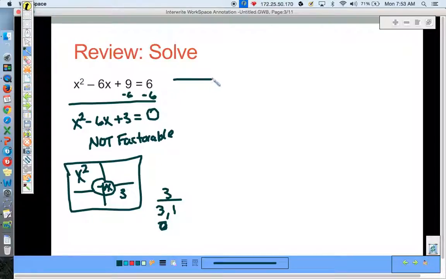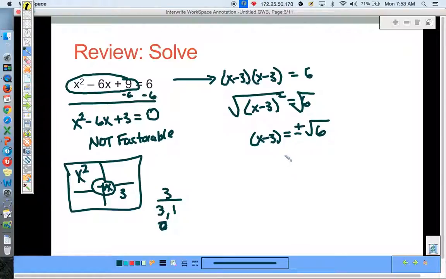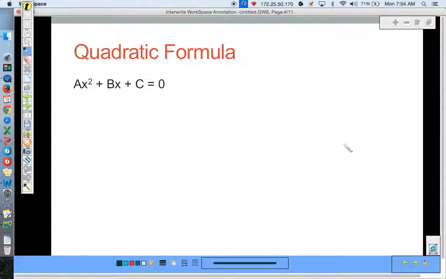Some of you looked at this and you said, hey, but I can factor this part right here. This factors into x minus 3 times x minus 3. So you said that this is x minus 3 squared equals 6. And if you take the square root of this, we have x minus 3 equals plus or minus the square root of 6. And then we just added 3. So you had x equals plus or minus the square root of 6 plus 3. But for those of you who don't see this quite as easily and you try to factor and you can't figure it out, we're going to take a look at the quadratic formula today, which will help us.